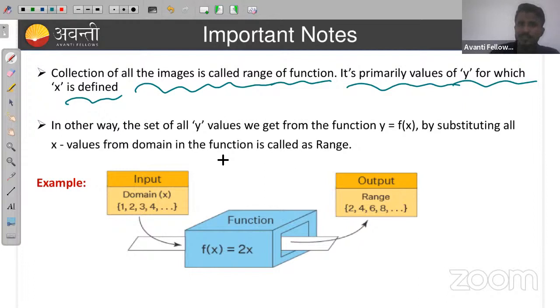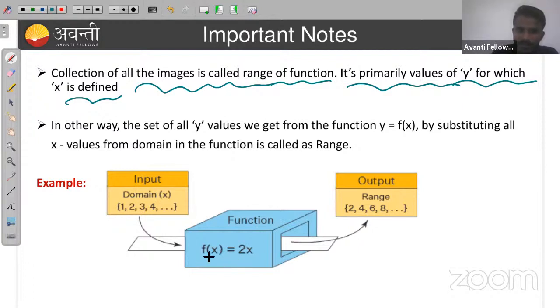In other words, the set of all y values we get from the function y is equal to f of x by substituting all the x values from the domain in the function is called the range. So आप x put करते हो, whatever the possible y you got, it's the collection, a set of all values of y.